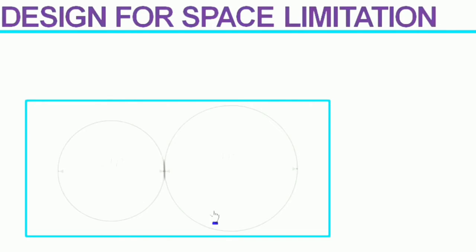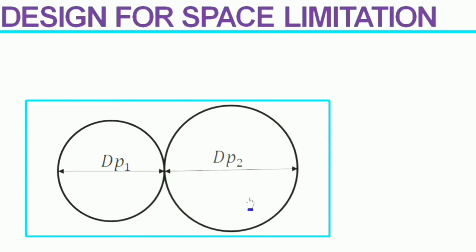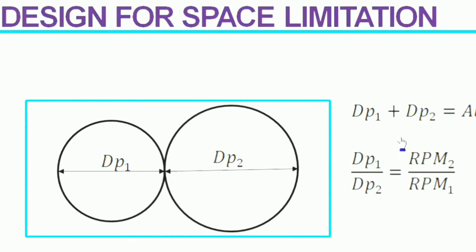Assume the designed gear should come within this area, something like this. The designer can obviously say that the sum of the pitch diameters of these two gears should be less than the allowable width, say 80% of the allowable width. So this is one equation. And we also know the speed ratio of the gear, so we can write another equation like this. If we solve these two equations simultaneously, we get the pitch diameters of both the gears, dp1 and dp2.